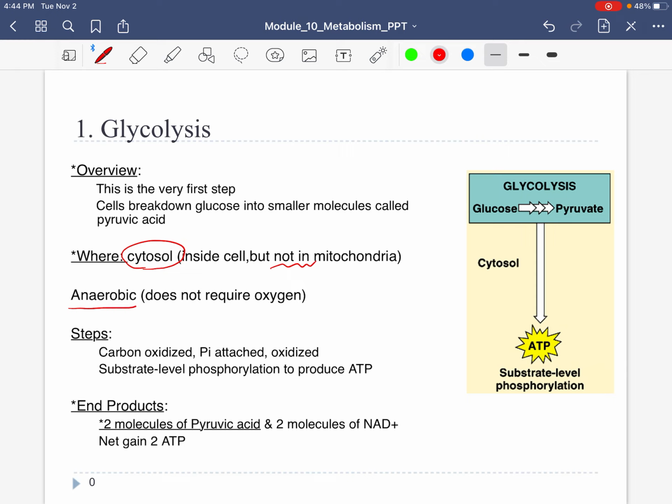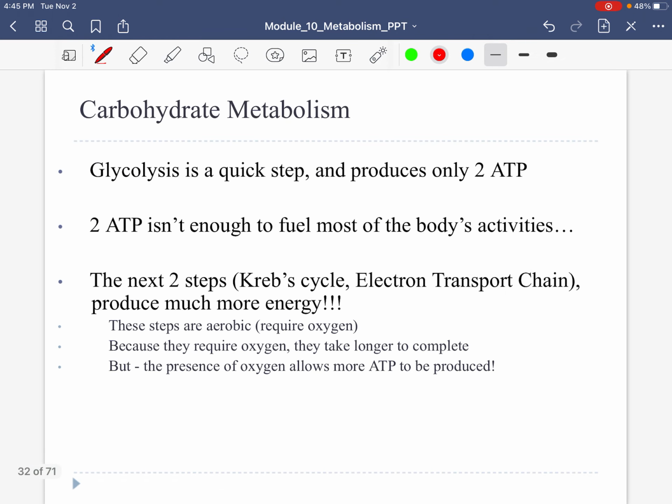So glycolysis happens in the cytosol. It does not require oxygen. That's what anaerobic means. A bunch of steps happen. What we're left with is something called pyruvate. That's all you need to know. We start with glucose, some chemical reactions happen, and we produce something called pyruvate. These chemical reactions occur in the cytosol, not in the mitochondria, and they are anaerobic, which means they do not require oxygen.